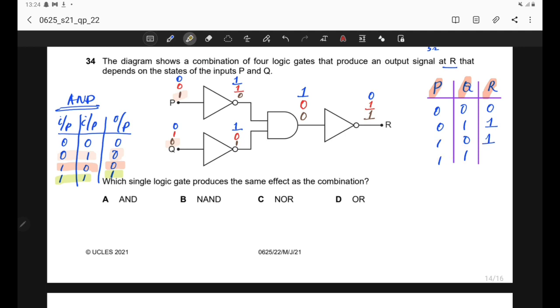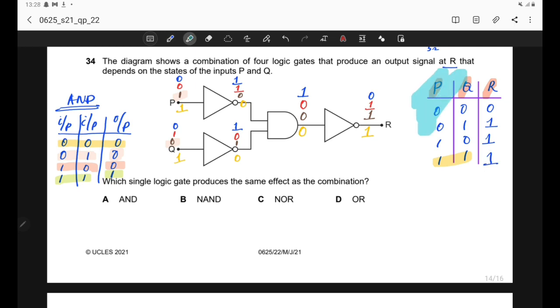Now we can look at the last combination, that is when the inputs are 1, 1. So when the inputs are 1, 1, at the NOT gates, the output will be 0, 0. For the AND gate, when the inputs are 0, 0, the output also will be 0. So here we will get an output of 0. NOT of this 0, we will get 1. Therefore, the output at R will be 1.